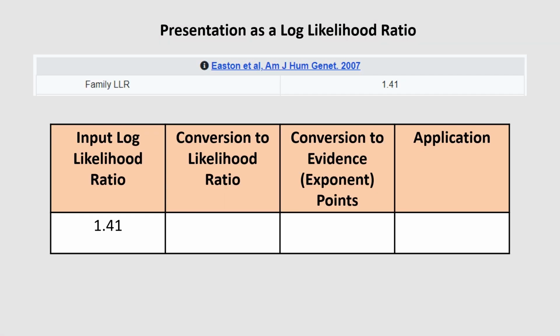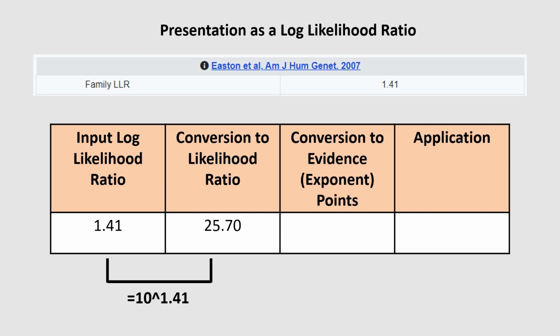Converting log likelihood ratios to exponent points is similar, but has an additional step. In this example, a log likelihood ratio of 1.41 is provided. For the Easton et al. paper from 2007, log to base 10 was used, and so apply 10 to the power of the log likelihood ratio to attain the likelihood ratio. So for this example, a log likelihood ratio of 1.41 becomes a likelihood ratio of 25.70.